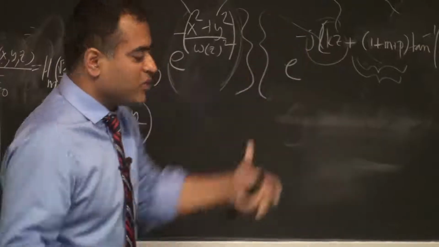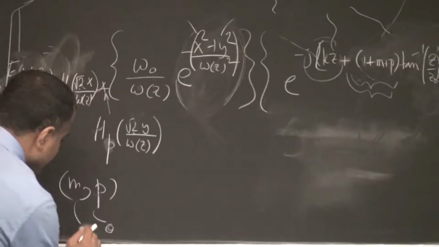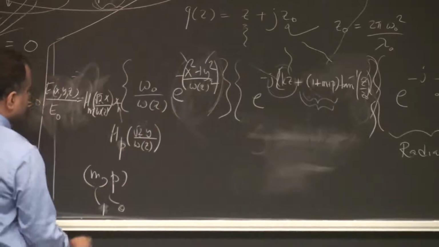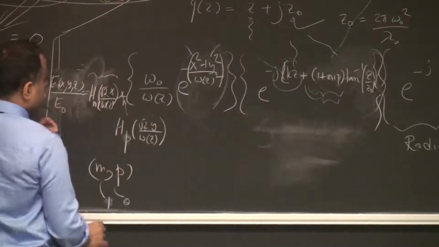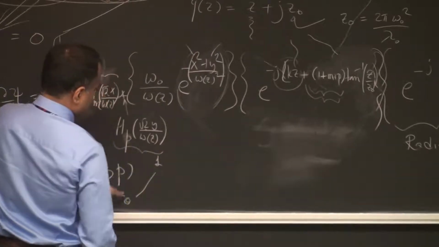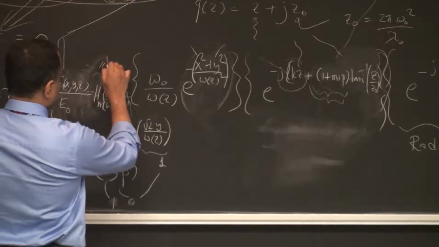But now we go to a higher mode, m is equal to 1, let's say, and let's say p is equal to 0. Now this thing will not be equal to 1 anymore, and this will still remain 1 because p is 0. But this will not be equal to 1.